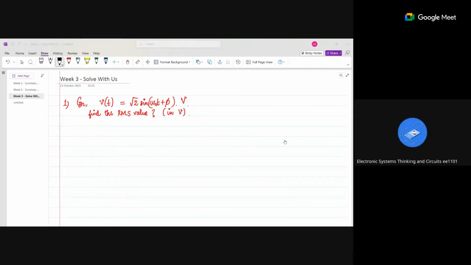Try solving this question and you can write the answer in the chat box. I think it will be 1 volts. Yes.